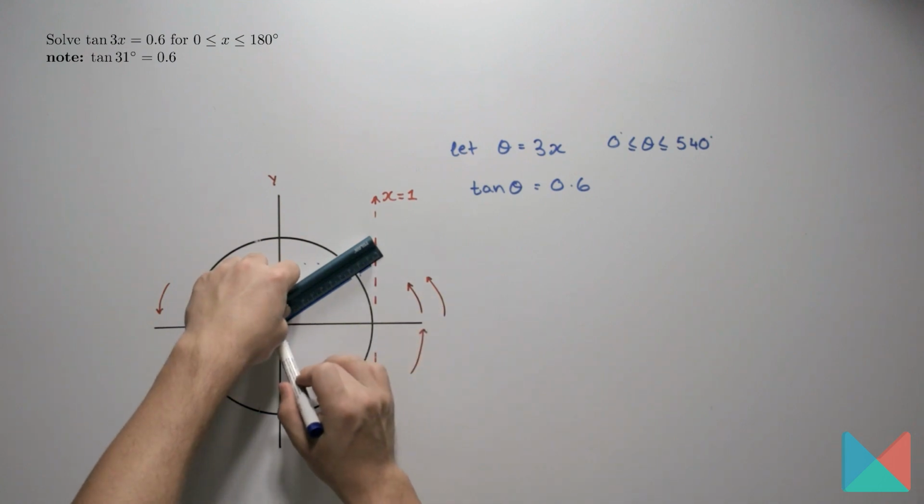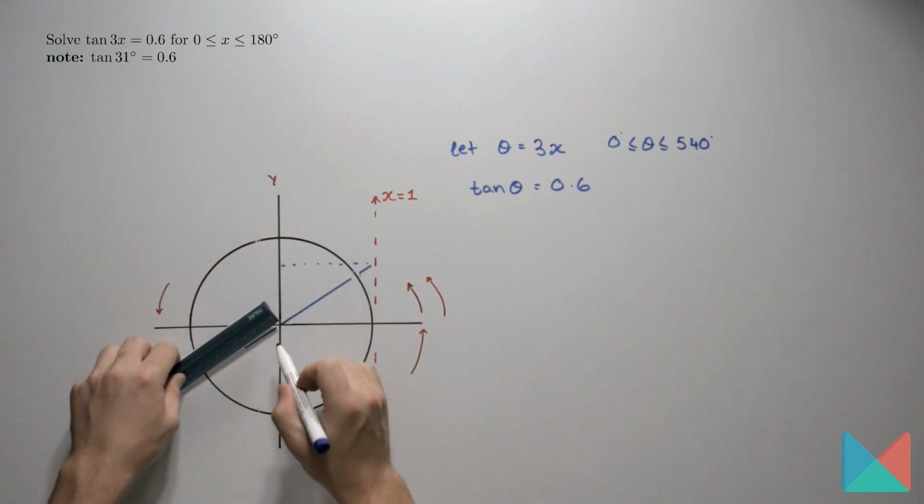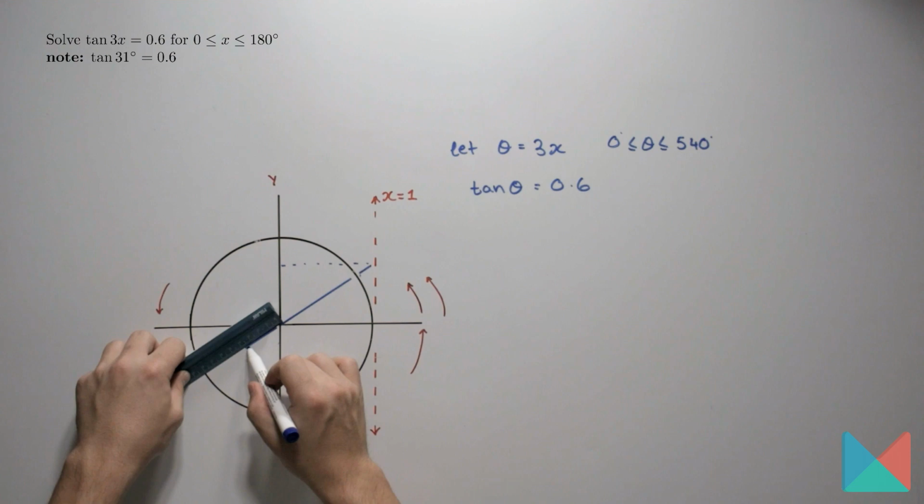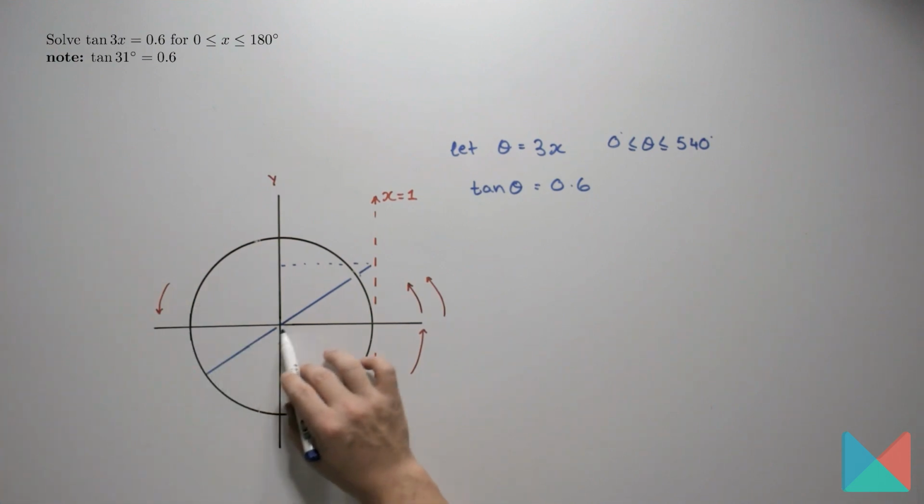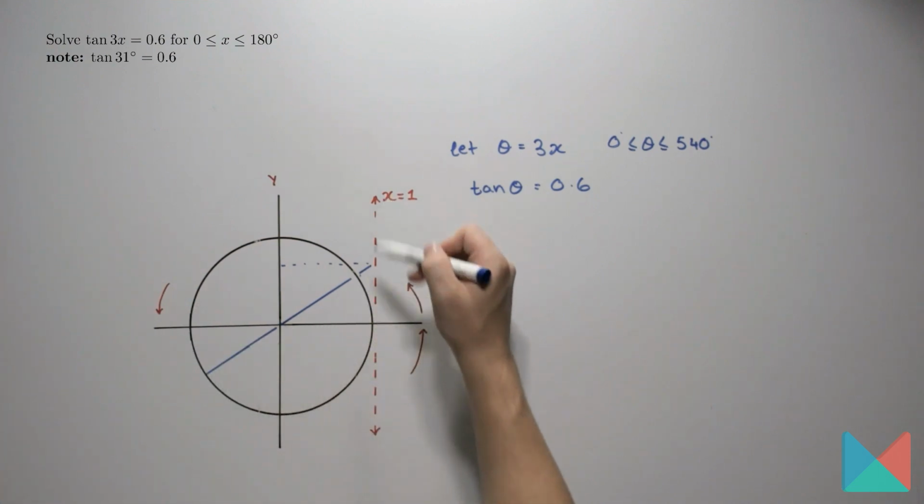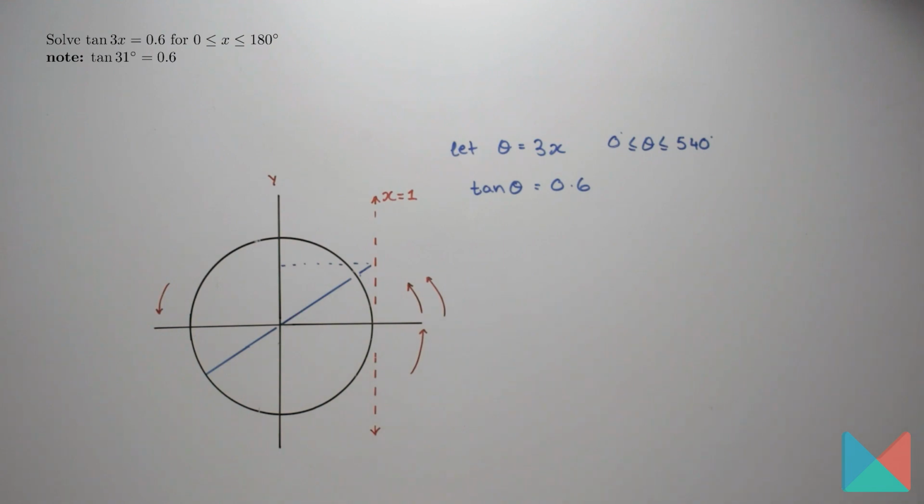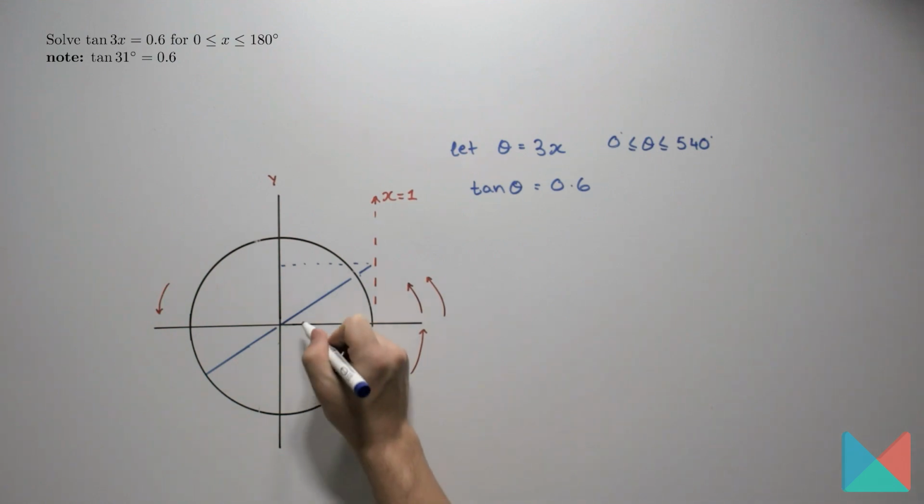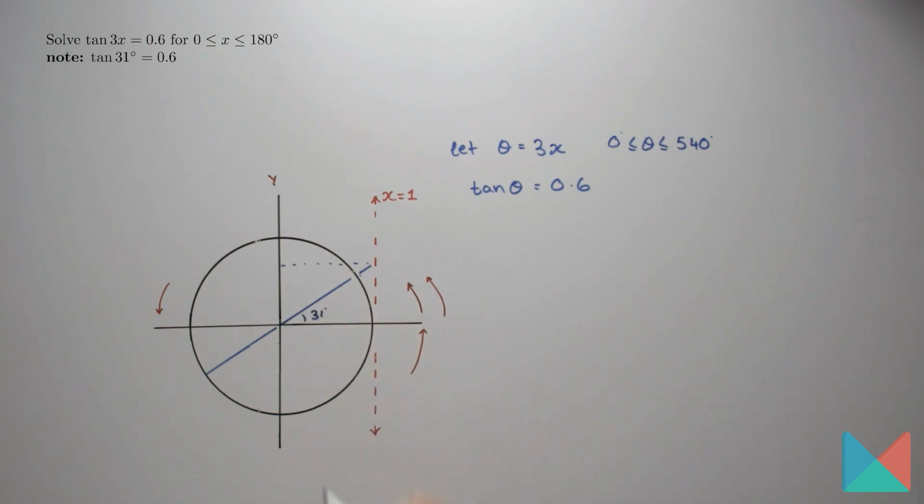And there'll also be another angle in our third quadrant, because when we extend this angle out to touch the x equals 1 line, it'll give us a y component of 0.6 also. There was also another piece of information that the question gave us, and that was that tan of 31 degrees gives us 0.6. And so this angle in the first quadrant must be 31 degrees.